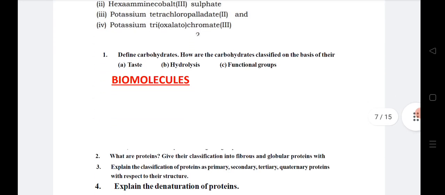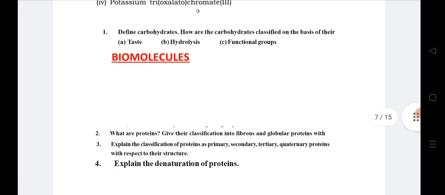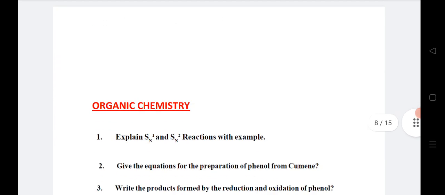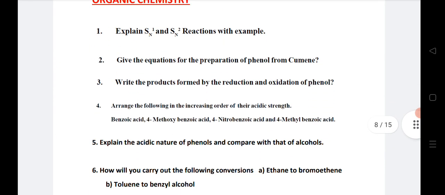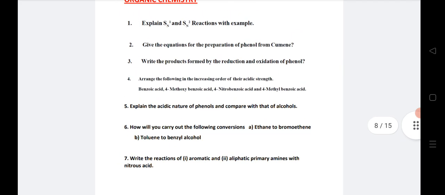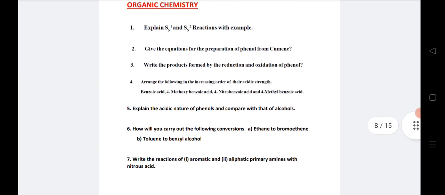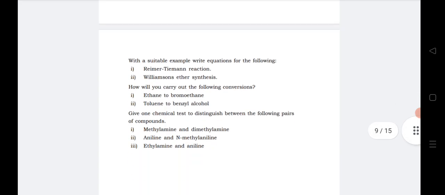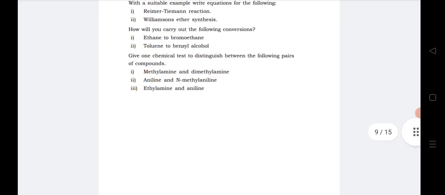Next is biomolecules. Define carbohydrate is a biomolecule question. Protein, classification of protein, primary, secondary, denaturation. These are important SAQ questions of biomolecules, as well as the importance of carbohydrates. Organic chemistry: if some students are selecting organic chemistry, we have given 7 questions you can practice. The last one came in the model paper. These 3 questions are very important, expecting at least 1 question from these 3.